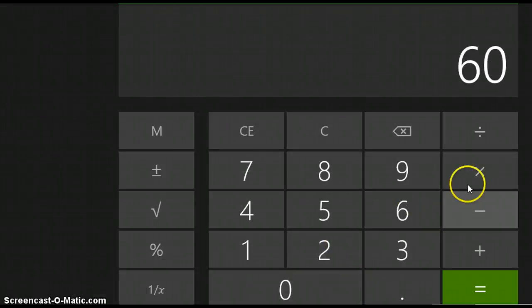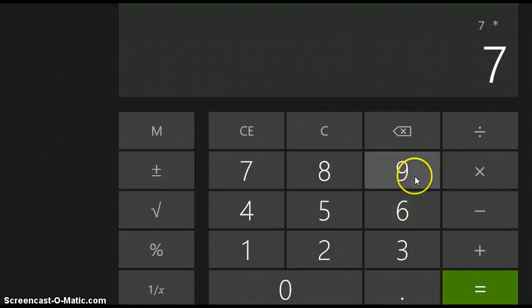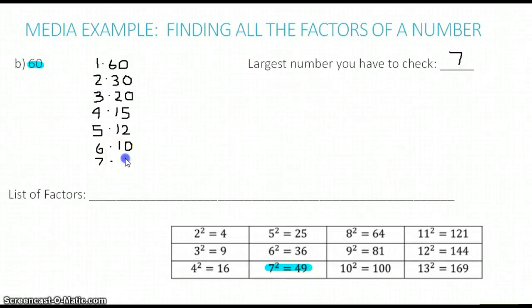So if I divide 60 by 7, notice I get 8, and this decimal tells me there's a remainder. So 7 times 8 is 56, so that means there's a remainder of 4. So you don't need to write the remainder, but it's 7 times 8, but plus 4. And since these were all plus 0, they were exact factors, this plus 4 means 7 is not a factor, neither is 8. So we'll cross it out. And that was the last number we needed to check.